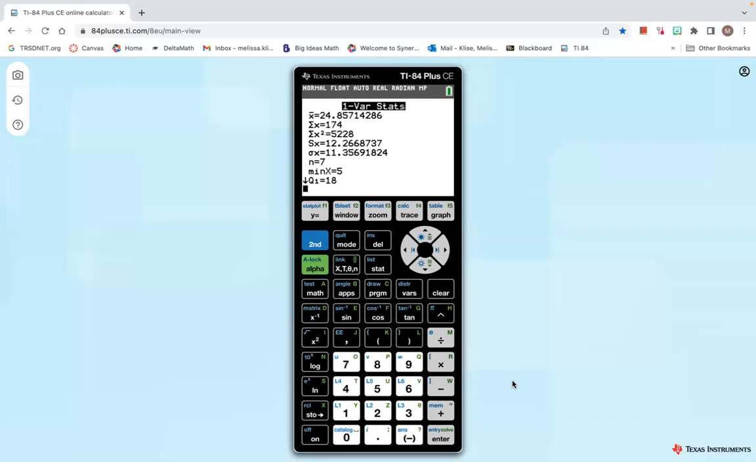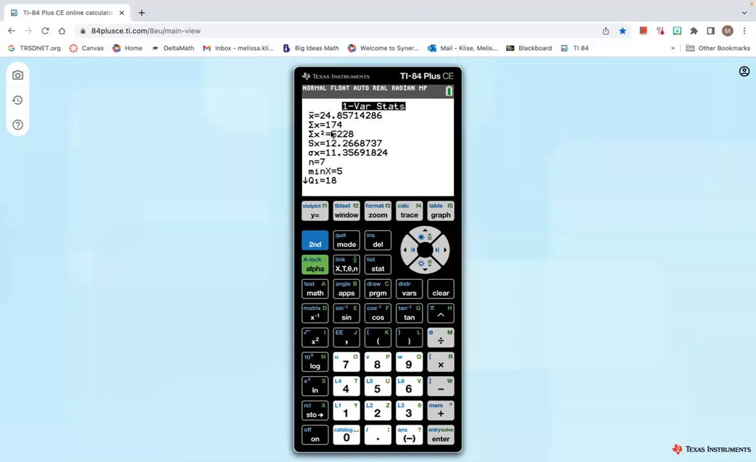Does anybody need me to walk through that again? One more time. So it's stat, arrow over to calc. One-Var Stats, which is one variable statistics. The list L1, do second, the number 1 will give you your L1. Clear out your frequency list, go to calculate and hit enter.